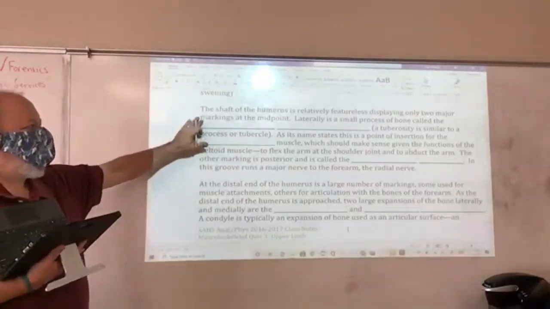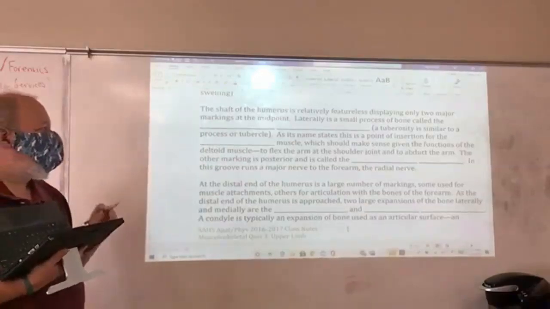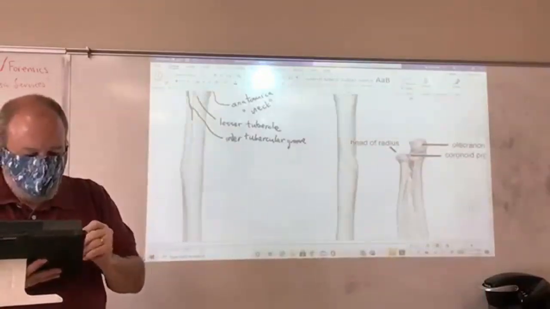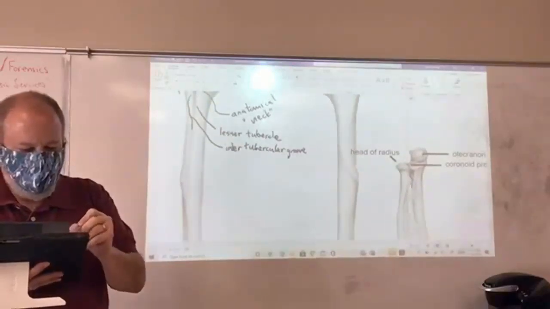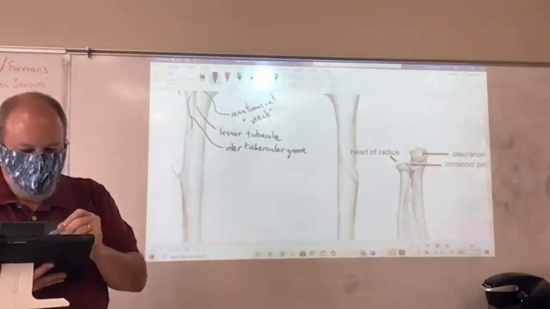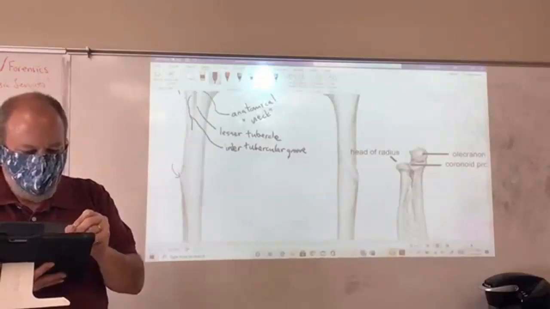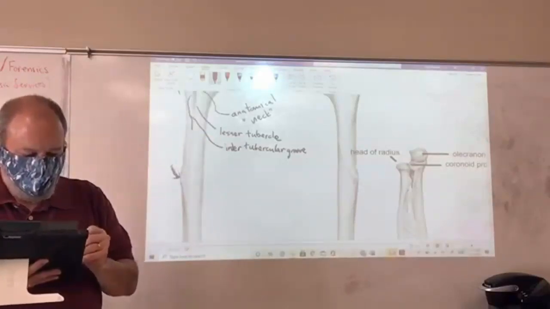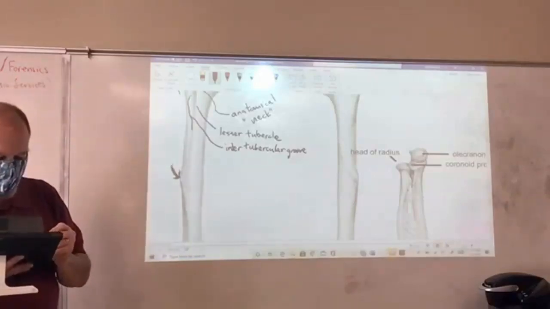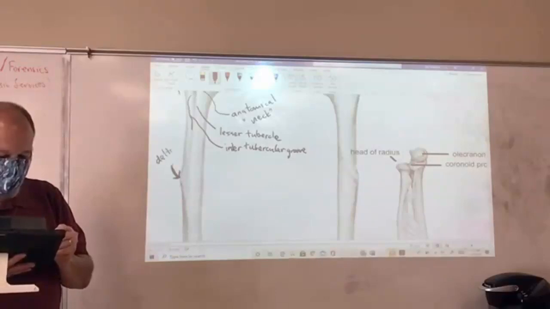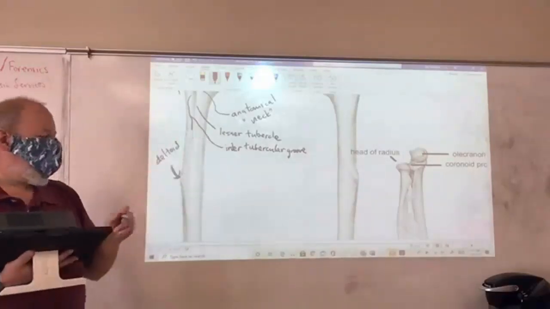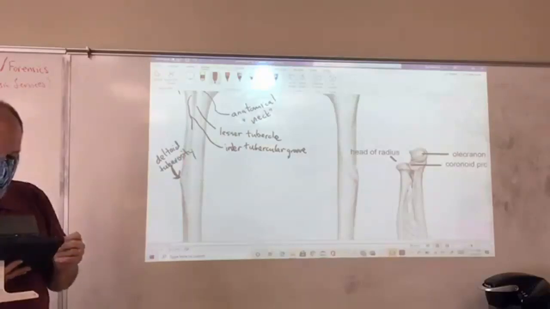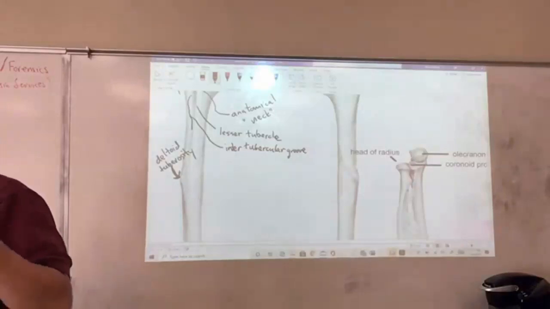The shaft of the humerus is relatively featureless, displaying only two major markings at the midpoint. Laterally, over here on the outside, right here, where my line is not thick enough, right there. That's going to be called the deltoid. And now I've got a new term, not tubercle, but I'm going to call this the deltoid tuberosity. Okay, so I've got tubercles and tuberosities. They're basically the same thing.